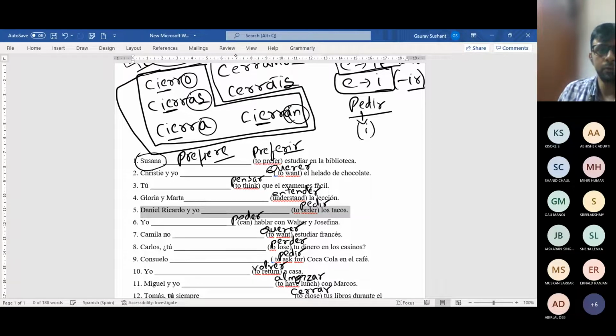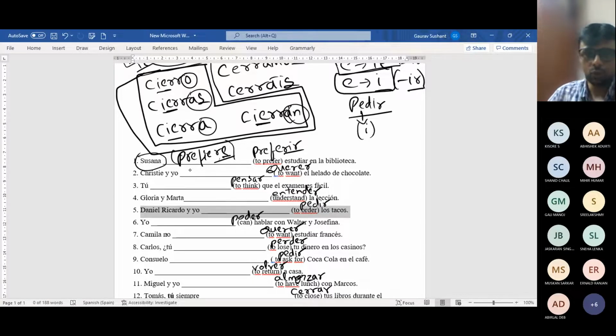What was it? Prefiere or prefieren? Prefiere, sir. This one, no? The one which I have written. I'm asking, is it the same which I have written or do you have some other answer? My network is a bit iffy, so can you repeat it again? You lagged out. I was asking, is it the same answer which I have written or a different answer? It is the same one you've written.